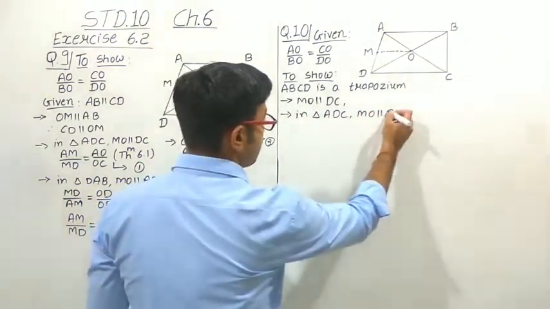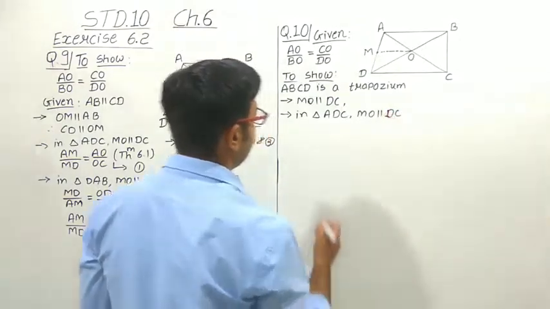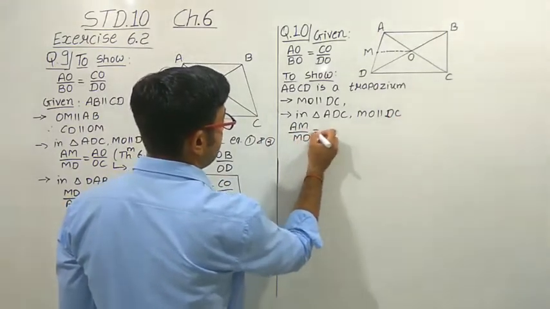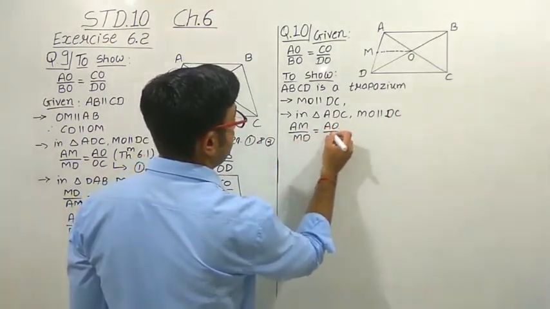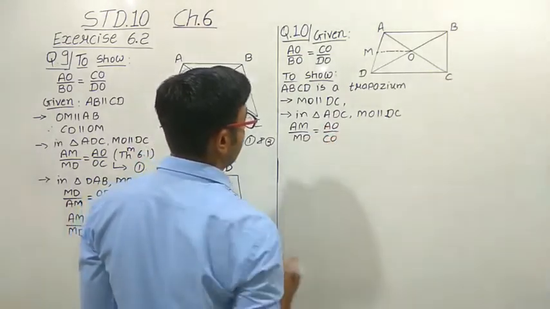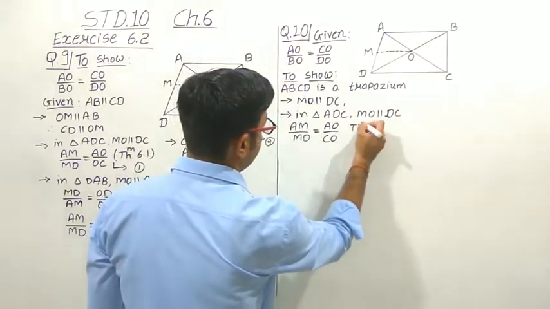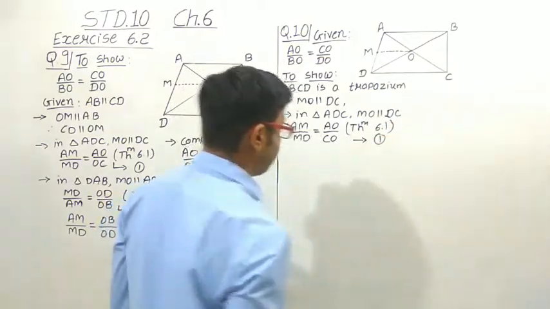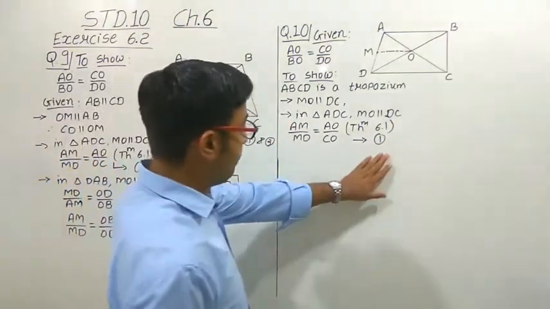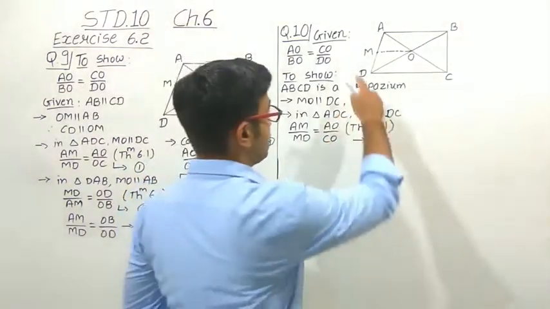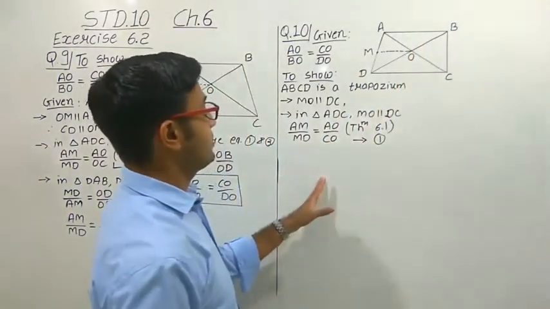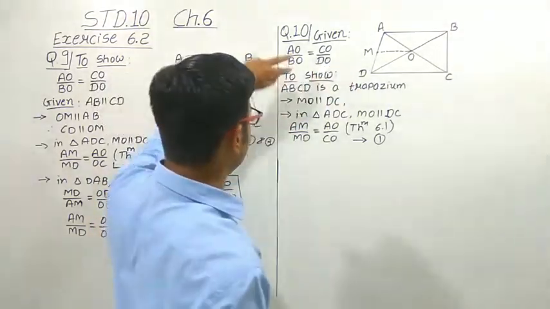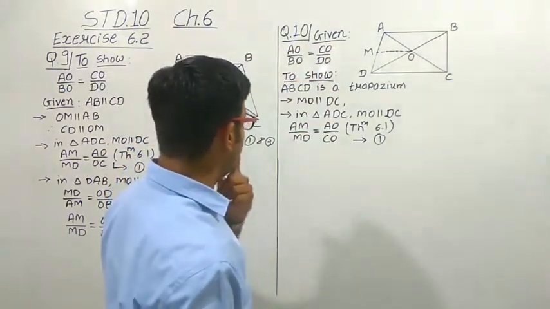So according to theorem 6.1, we can write down that AM upon MD is equal to AO upon CO. Give it equation number 1. Now you may think that we have to consider another triangle, that is DAB. No, here we do not have to consider another triangle. We have to use whatever is given. Here we are given AO upon BO is equal to CO upon DO.